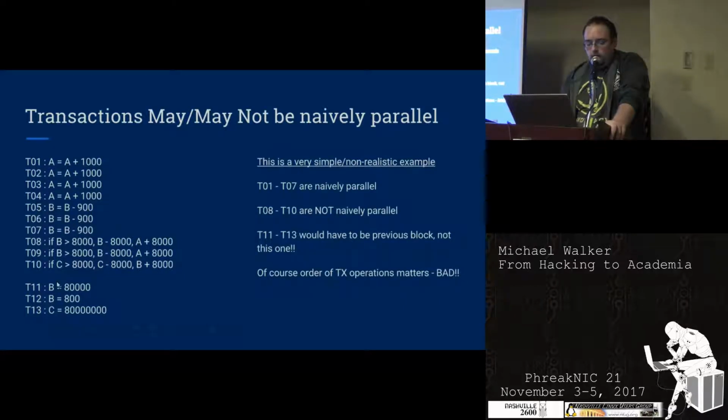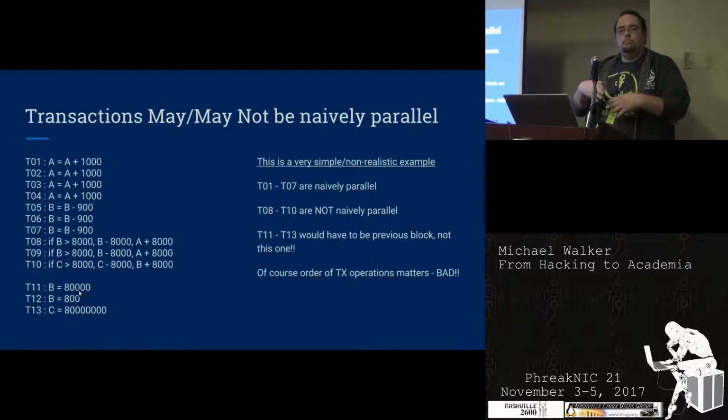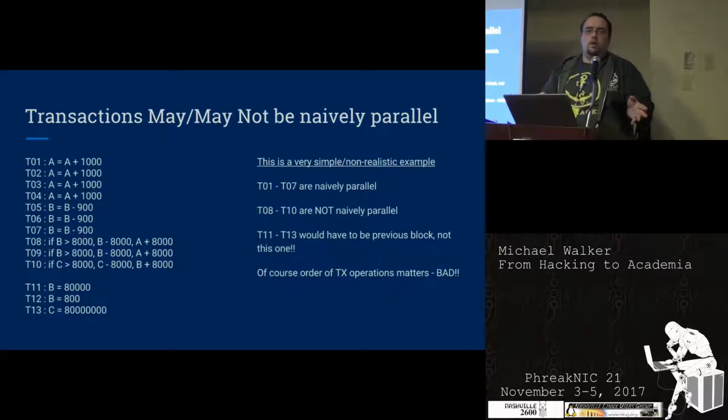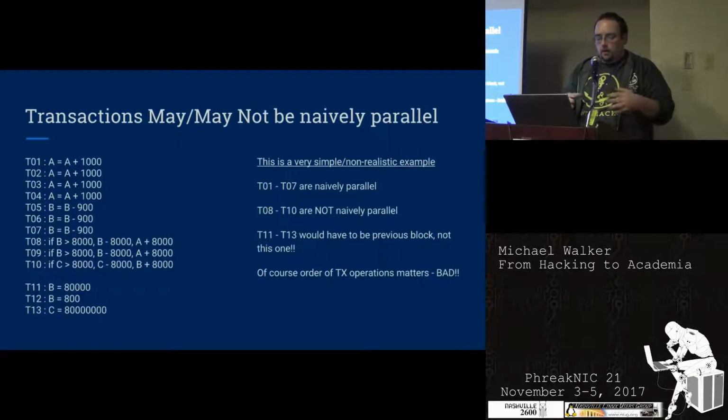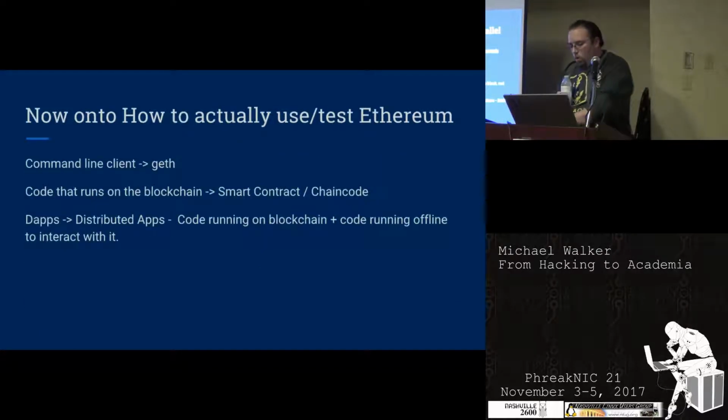But you come down here and you see B equals different values. So obviously which one of these comes first matters. And these are naively simple potential transactions. These will never show up in reality, if you've written your smart contract, which is the code that's supposed to run in the ledger, at least in Ethereum, at all well.